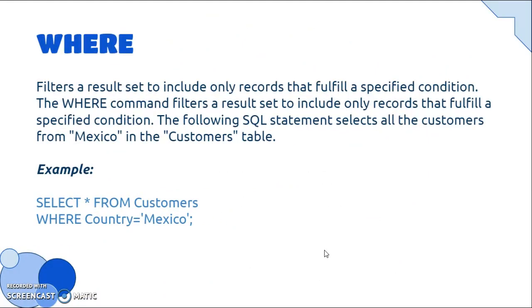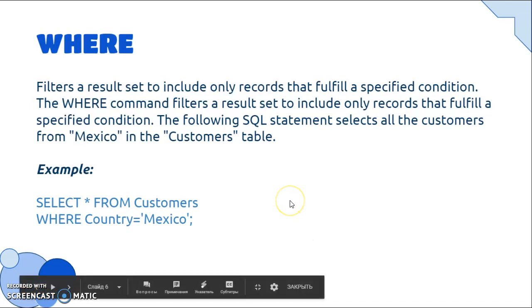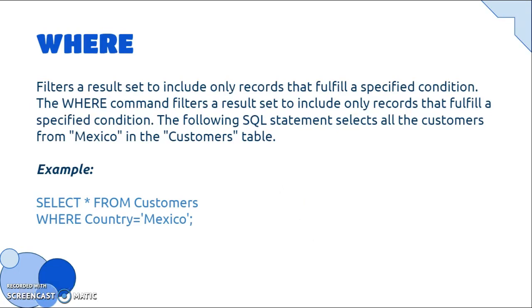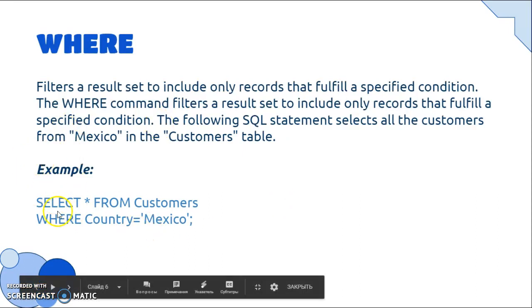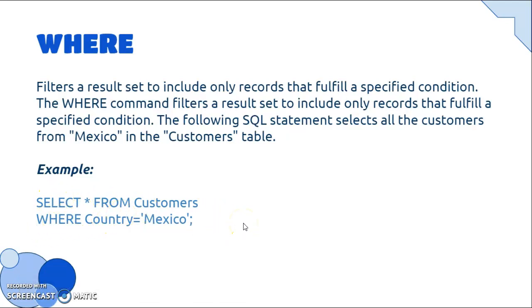And the third keyword is WHERE. It filters the result set to include only records that fulfill specified conditions. The WHERE command filters the result set to include only records that fulfill a specified condition. The following SQL statement selects all of the customers from Mexico in the customers table. In the example you can see the code: SELECT * FROM customers WHERE country = 'Mexico'.